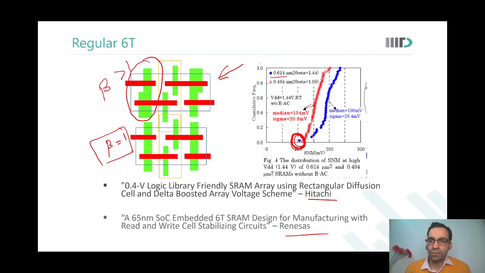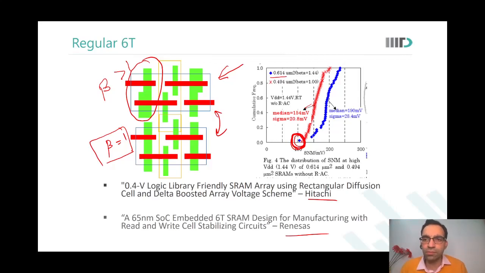Are you able to see this still here? Hello? If I would just give you these two cells, you know that the top cell has a better SNM than the lower cell. Sir. Yes.